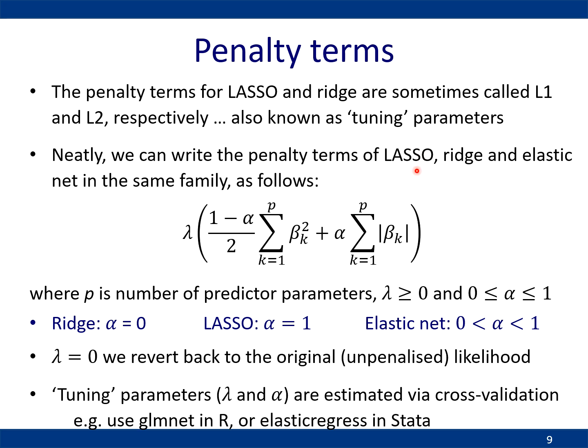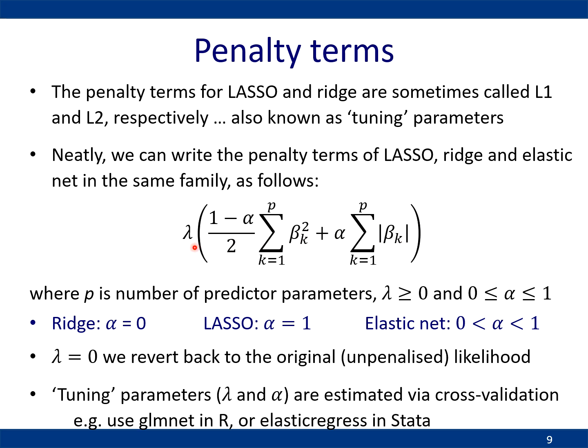The lasso, ridge and elastic net are actually part of the same family. We can write it as this expression here. So we have a likelihood function that's based on our standard regression, linear, logistic, Cox regression, for example, and then we add the penalty term to the likelihood, which is this lambda, so that's one parameter, and then we have inside the bracket another parameter alpha, and we've got (1 minus alpha) over 2 times the sum across all predictor parameters of the predictor parameter beta squared, plus alpha times the sum from 1 to p of the modulus of the predictor parameter.